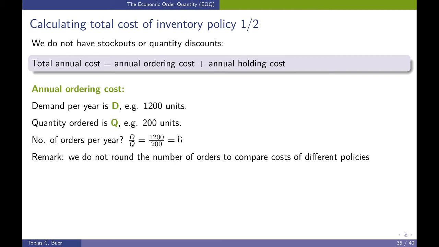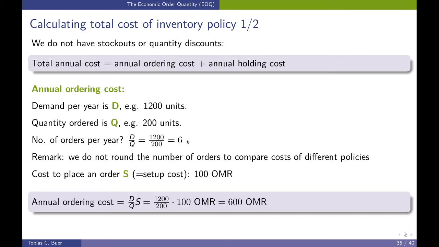Okay, now we know how many orders we have per year. We also need to know how costly an order is. The cost to place an order is also called setup cost, and it is given by the parameter big S. Here it is 100 Omani Rial. So the annual ordering cost is given by the formula D over Q times S, which in this example is 1,200 over 200 times 100 Omani Rial, which is 600 for ordering per year.